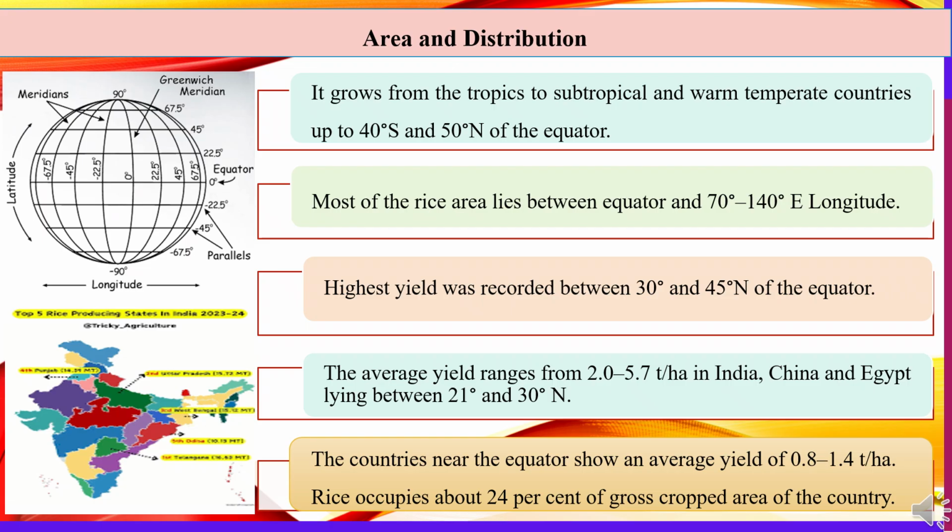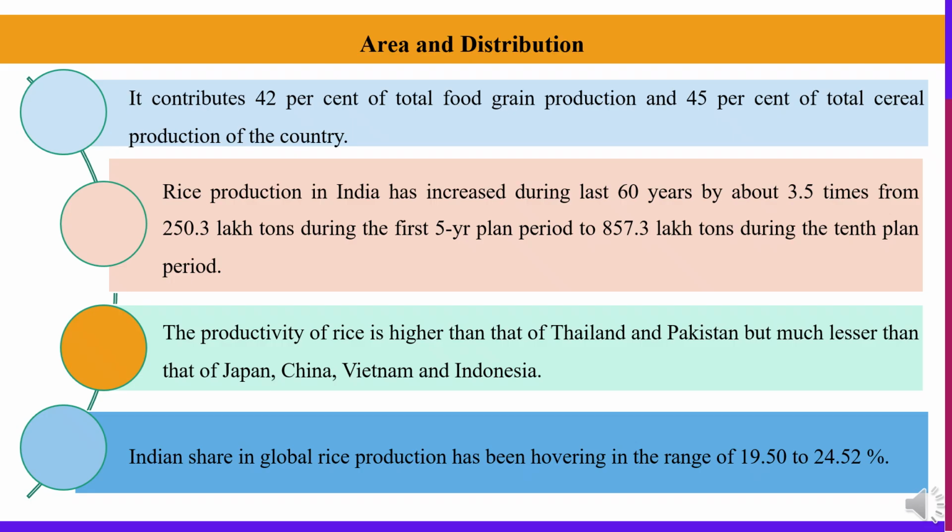In India, rice occupies about 24% of the gross cropped area, highlighting its importance in the nation's agriculture. Rice accounts for 42% of the total food grain production and 45% of the total cereal production in India. Over the past 6 decades, its production has increased by about 3.5 times, rising from 250.3 lakh tons during the first 5-year plan to 857.3 lakh tons in the 10th plan period.